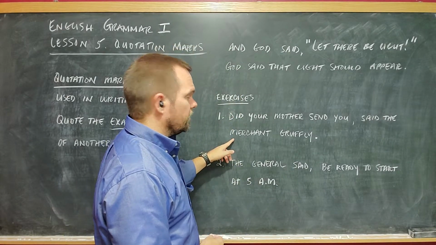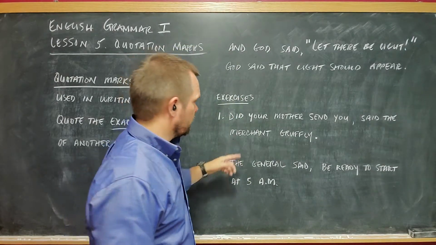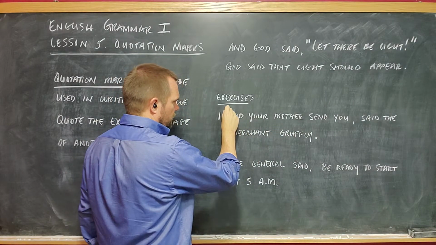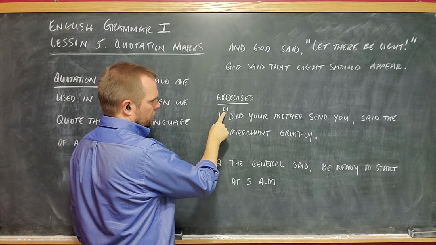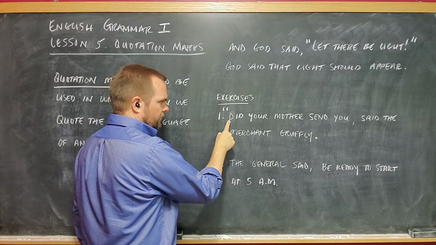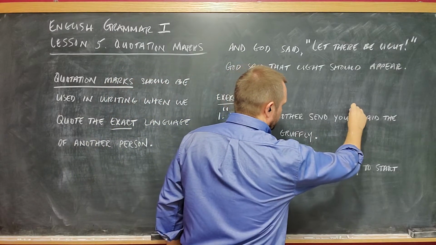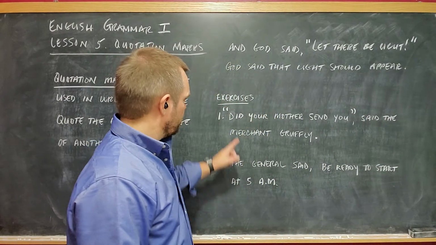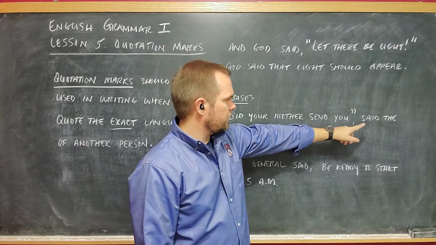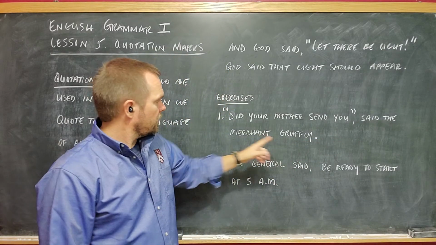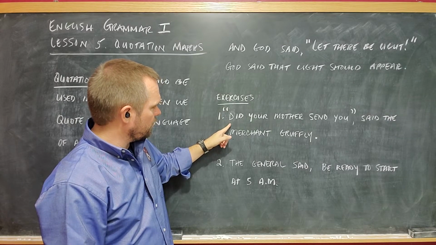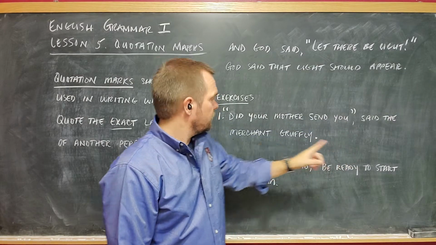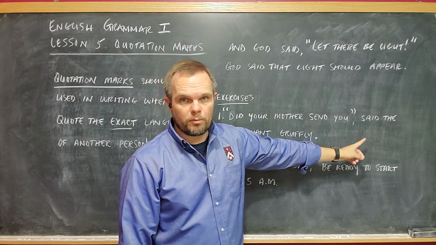So we want to put the words of the merchant in quotation marks. The words of the merchant begin here: "Did your mother send you?" So we're going to put quotation marks here where his words begin, and then we're going to put quotation marks here where his words end. "Did your mother send you?" said the merchant gruffly. Quotation marks before his words begin and after his words end. "Did your mother send you?" is put in quotation marks.